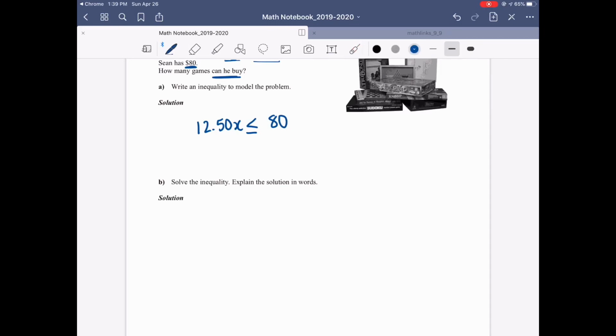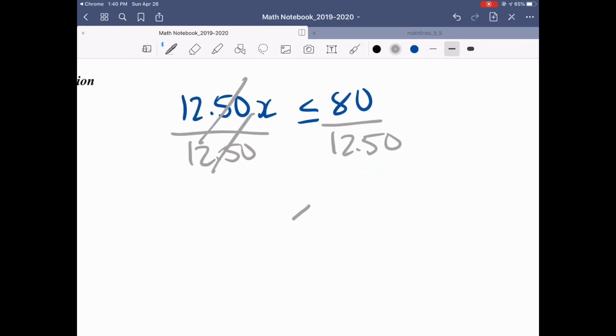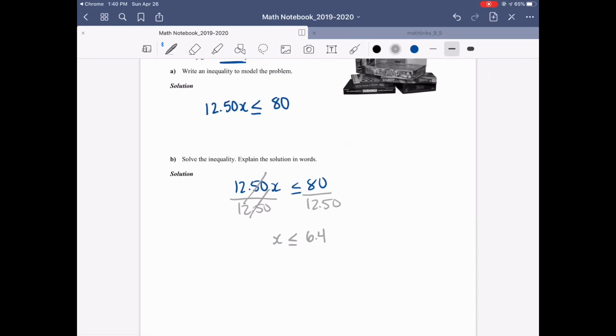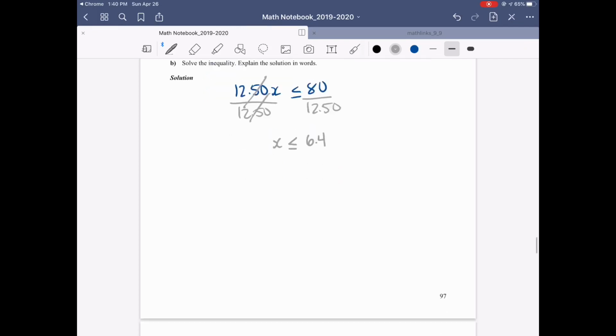When you want to isolate for x in this situation, x is being multiplied by 12.50. So the opposite operation is to divide by 12.50. What you do to one side, you do to the other, and these cancel each other out. Now, did we divide by a negative number? No, so we don't need to flip the inequality. So x is less than or equal to 80 divided by 12.50, which is 6.4.